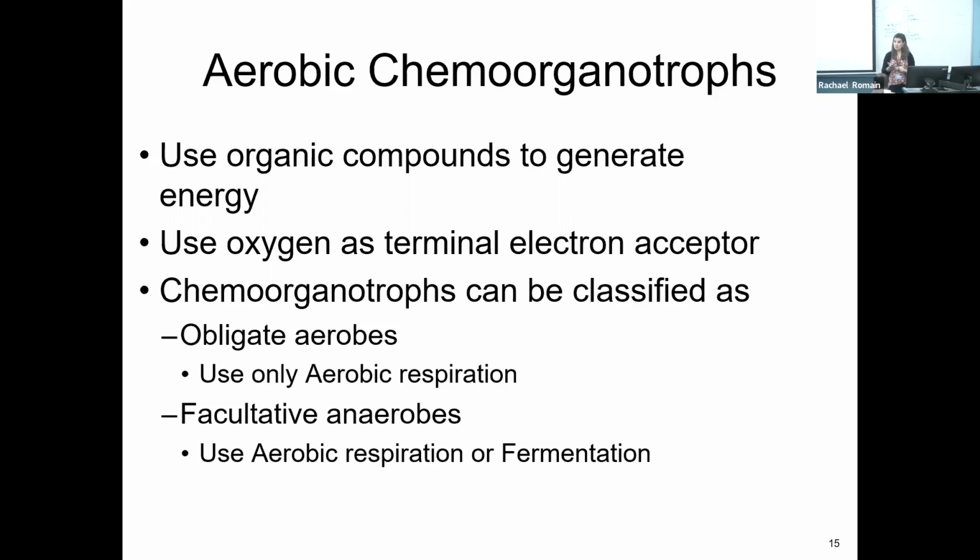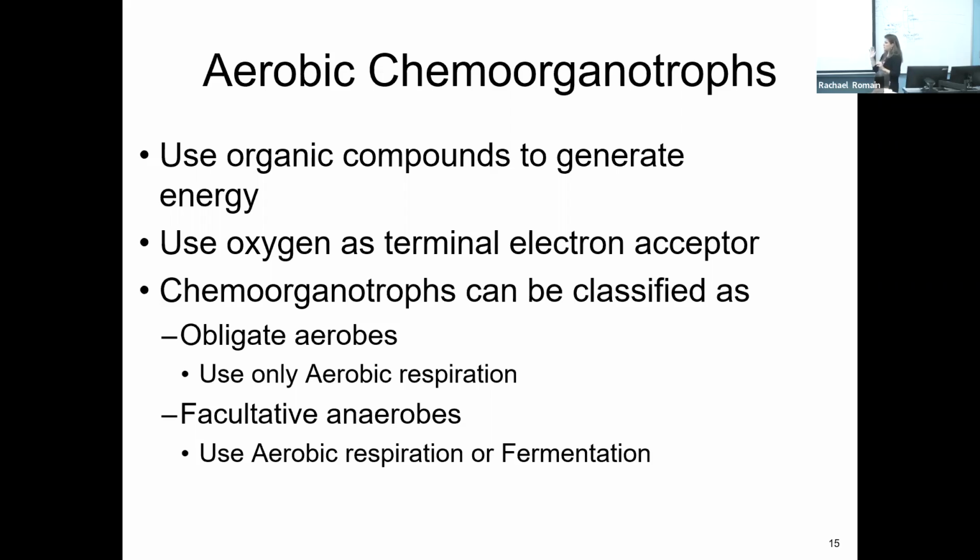So oxygen is its terminal electron acceptor. We're bringing in some form of organic compound as our energy source, just like what we talked about. So glucose is an organic compound. We can break down other compounds if we need to. These come in two different formats, obligate aerobes and facultative anaerobes. Again, terms you have seen before. If it is an obligate aerobe, it only uses aerobic respiration.